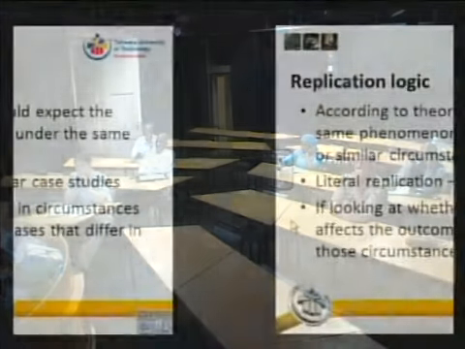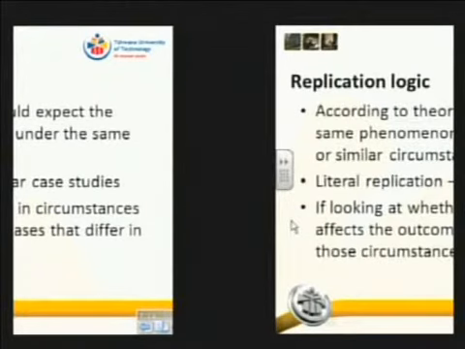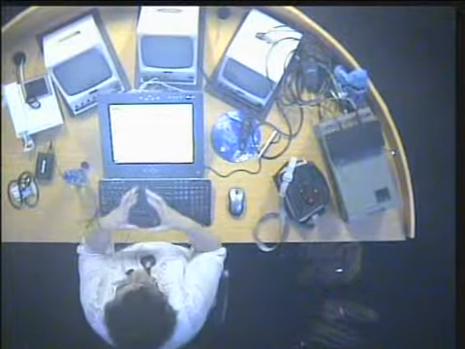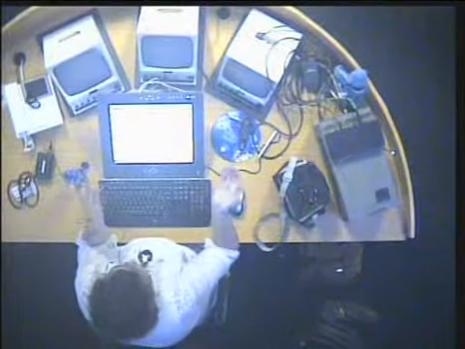When we do multiple case studies, we use something called replication logic, because according to theory, one would expect the same phenomenon to occur under the same or similar circumstances. So you need to keep the circumstances the same. Literal replication is where we use similar case studies. For example, if one was looking at the requirements of postgraduate students at universities of technology, there are probably about 8 universities of technology. Each of these becomes a case, and because it's the same thing, higher education at a university of technology, we would expect replication.